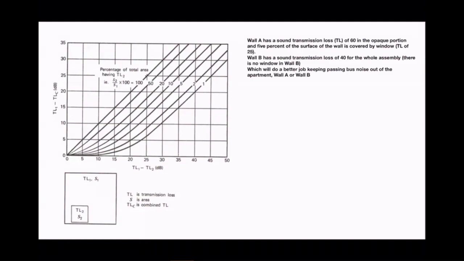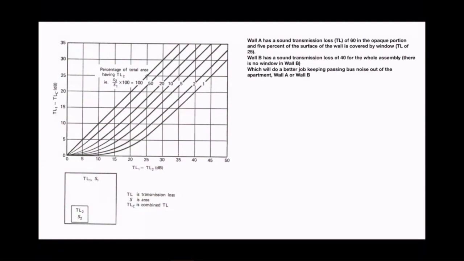All right. Now, for next week, we have a wall. Actually, we have 2 walls, wall A and wall B. Wall A has sound transmission loss, or TL, of 60 decibels in the opaque portion, and 5% of the surface of the wall is covered by window, and the window portion has a transmission loss of 25 decibels. Wall B has a sound transmission loss of 40 for the whole assembly. There is no window in wall B. Which will do a better job keeping passing bus noise out of the apartment, wall A or wall B?